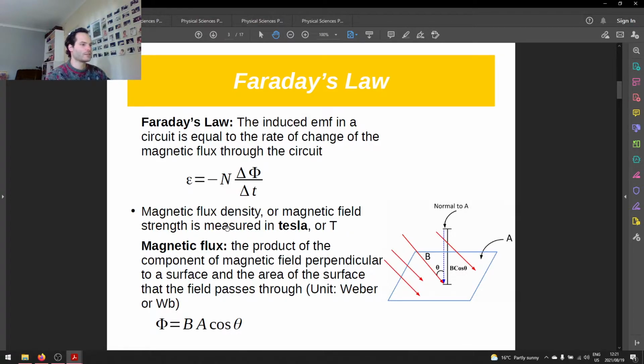All right. Magnetic flux density, or magnetic field strength, that's B, is measured in Tesla. We can use the symbol T. Magnetic flux, on the other hand, is the product of the component of magnetic field perpendicular to a surface and the area of the surface that the field passes through. So we can see B, the magnetic field strength, A, the area enclosed by the coil, and then cos theta. Theta there is the angle between the normal, which is perpendicular to the surface, the normal of my area, and the magnetic field. So it's the angle between that normal and the red magnetic field. That's the angle that I'm measuring.